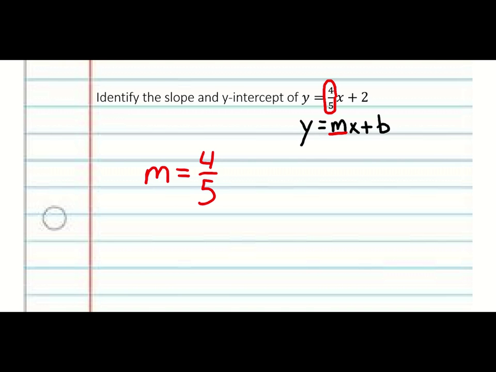The y-intercept is always what is being added after the x. So if we take a look, we have the plus 2, which is in the b spot. It's what's being added to the mx. So we're going to say that the y-intercept, which I abbreviate int, the y-intercept, writing it as a point, is 0, and then that number 2. So the y-intercept is 0, 2.